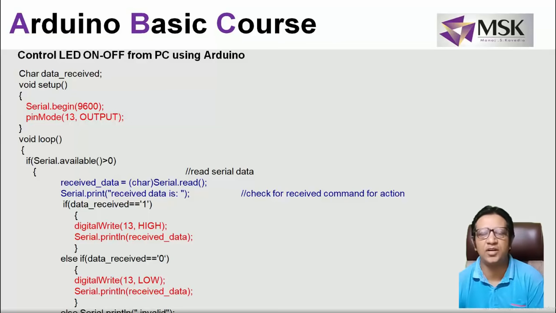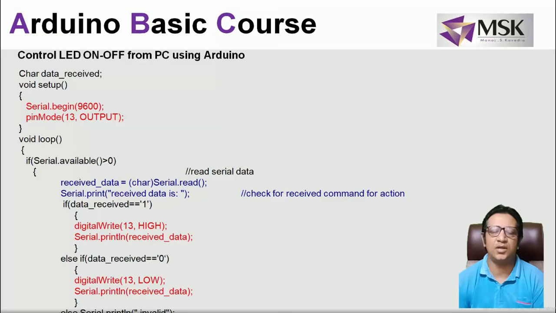You can write your own function like LED on or LED off even. Then again, if I'm getting a value 0 from the serial monitor or from the PC, the Arduino will receive 0, and after receiving the 0, what the Arduino is doing is turning off the LED. With the help of digitalWrite, it will make pin number 13 LOW and pass that value again back to the serial monitor.